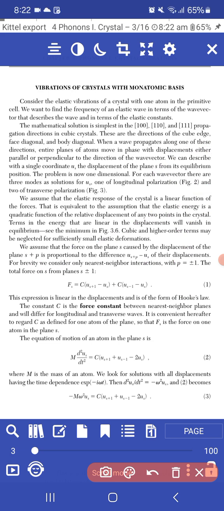So the mathematical solution is simplest in the 100, 110, and 111 propagation directions in cubic crystals. These are directions of the cube edge, face diagonal, and body diagonal.